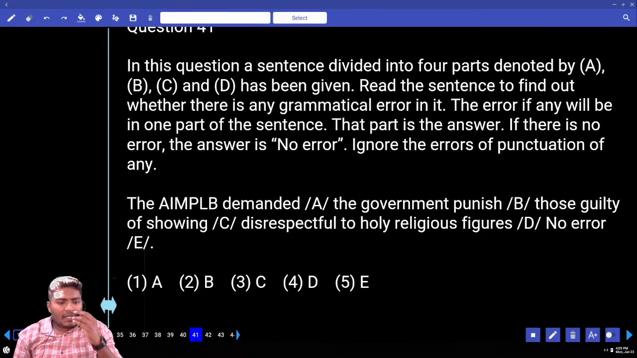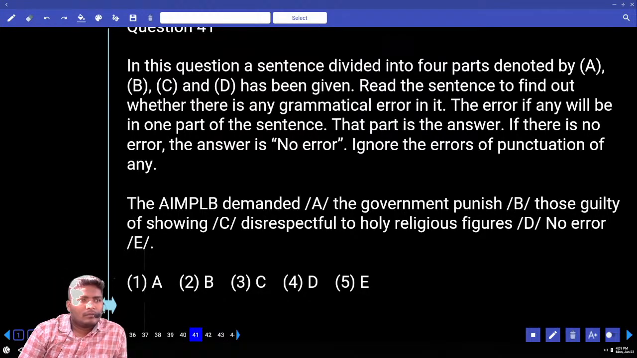The AIMPLB demanded the government punish those guilty of showing disrespectful to holy religious figures. There are two errors. What are they? Where is the first error? B. What is the error in B?